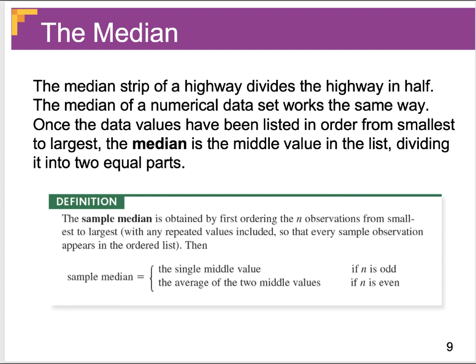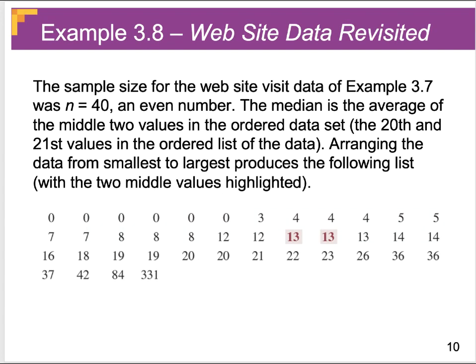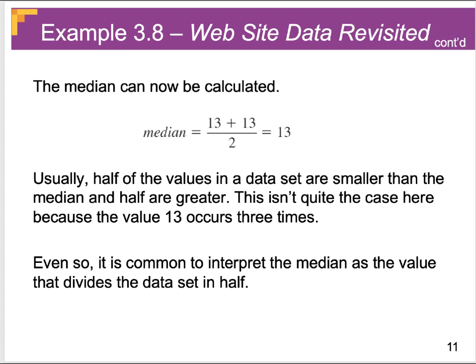Unless your data set is really short, you would rarely do this by hand because it's a lot of calculation that we have computers that can do for us. But if we look at this sample with the 40 students and the web page clicks, there are 40 observations. So we would need to get the 20th and the 21st values in order to calculate the median. We take the 21st value and the 20th value and we find the average. In this case, they're both 13, so the average would still be 13. But if they were not the same, you would simply add them, divide by 2, and that's going to be your median.